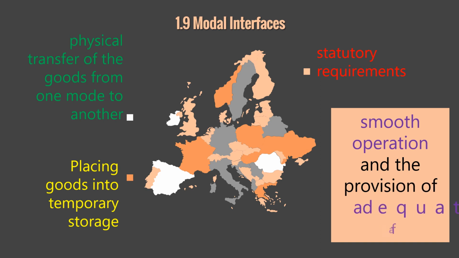So in short, intermodal interface is we need to ensure smooth operation and the provision of adequate facility. Smooth operation, the facility has to be adequate. Right? You cannot go to a facility and then find out, oh yeah, we don't have the cargo gear to bring this type of cargo. Alright? We are short of equipment to bring this cargo, short of manpower to do this job.